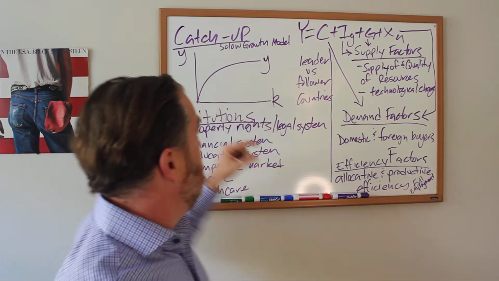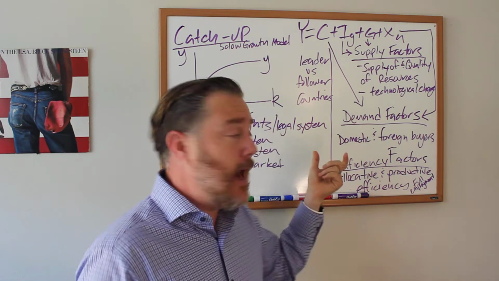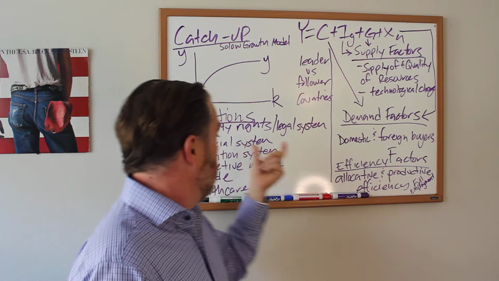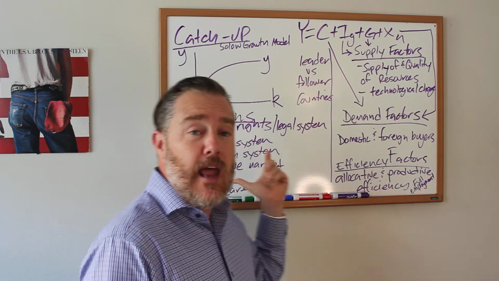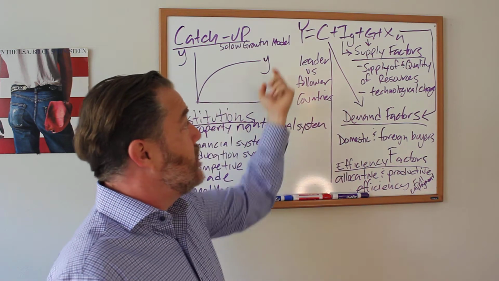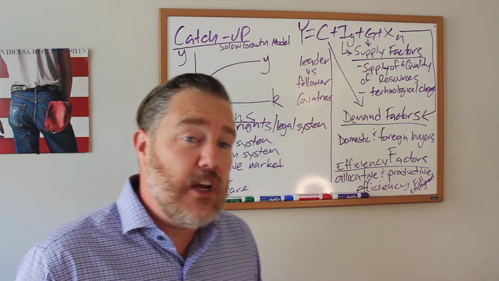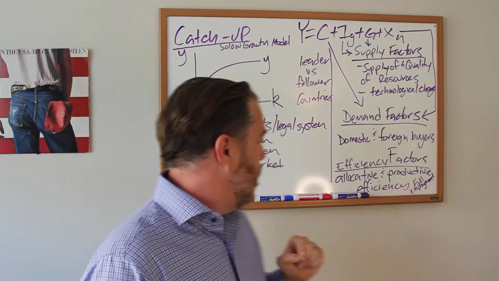Right? They help you as you accumulate capital. They let you accumulate capital through your property rights, through your financial system. You can borrow money to buy new factories or build new factories. You can have a well-educated workforce to work in those factories to mix with that capital, because what's education? It's also capital. It's human capital. Okay.